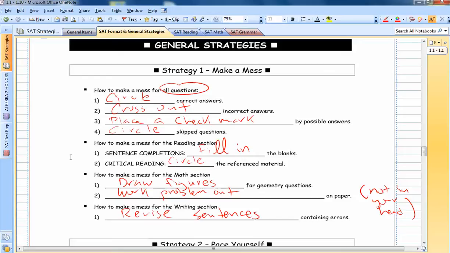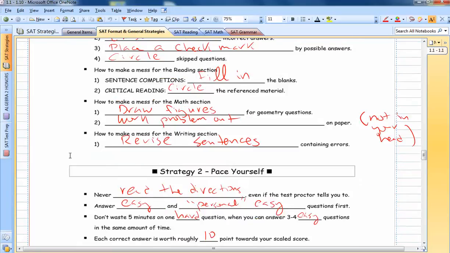And finally, for the writing section, try revising sentences containing errors. Like, how would you rewrite it in your own words? Then you can look at the choices for the improving sentence questions and pick the correct answer. Or for the identifying error questions where you just have to identify a mistake, it's still nice to revise the sentences just so you feel comfortable picking the choice that does have an error.